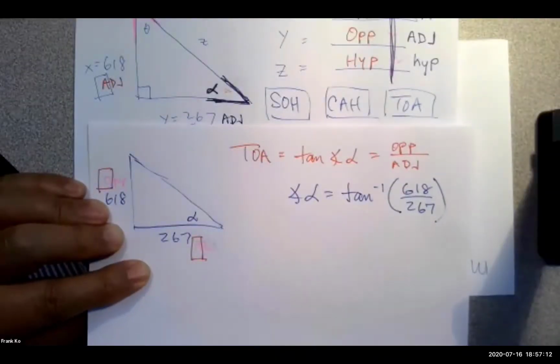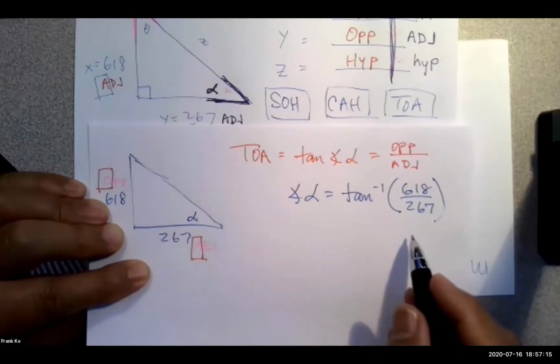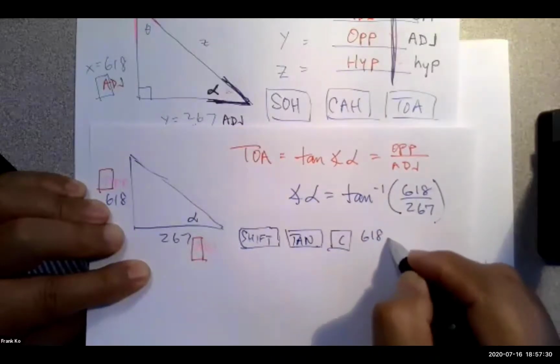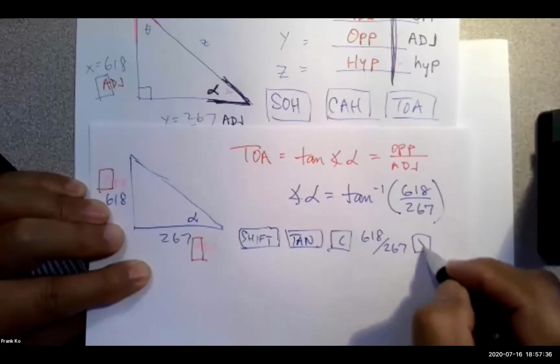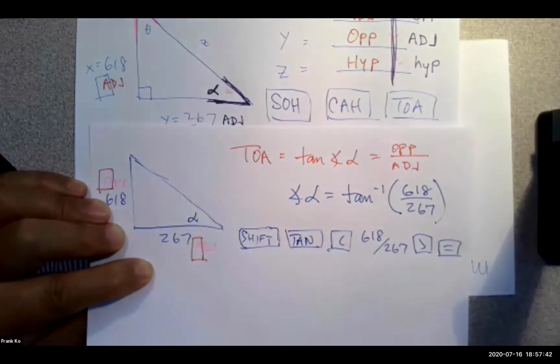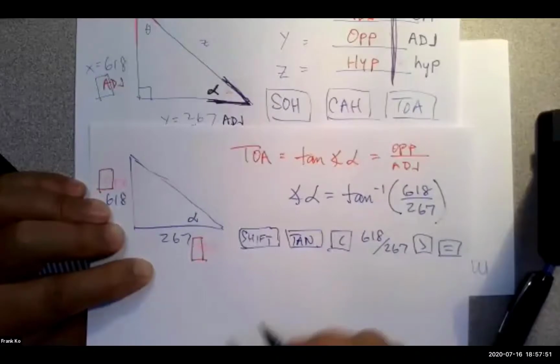Okay, Francisco, call out the keystroke sequence for me on our calculators. Shift, tan, open parentheses, 618 over 267, close parentheses, equals. And the question of the value will go to Erica. Erica, do you have the value of this calculation? What this calculates to be? Yeah, I got 66.63 degrees.